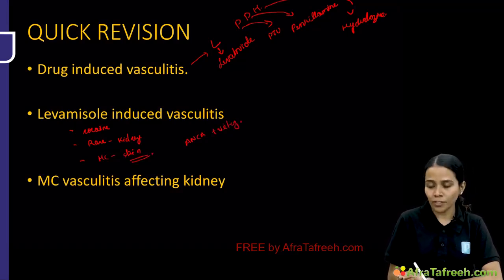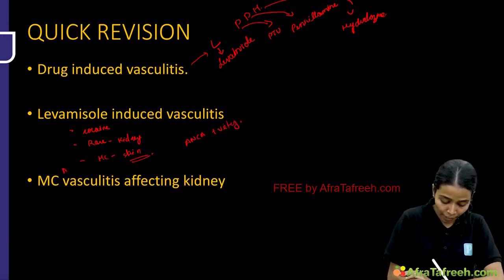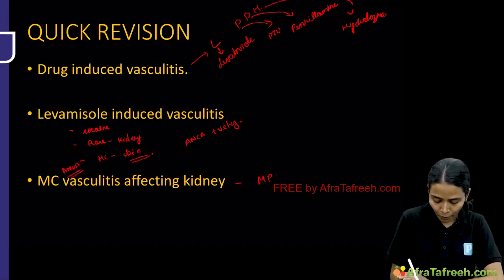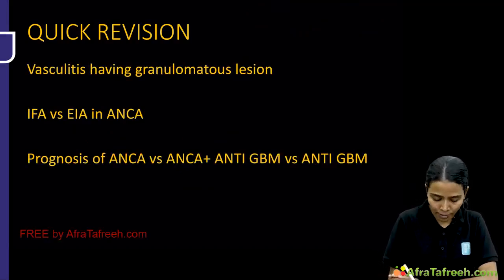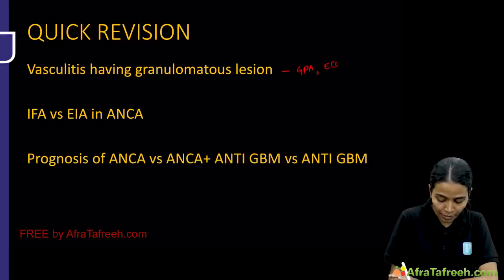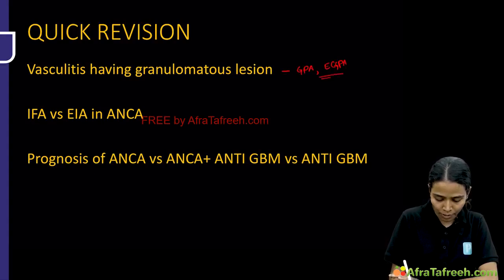Now, most common vasculitis affecting the kidney, or most common ANCA vasculitis affecting the kidney, is microscopic polyangiitis. Okay. Vasculitis having granulomatous lesion, or ANCA vasculitis having granulomatous lesion, is granulomatosis polyangiitis and eosinophilic granulomatosis polyangiitis.